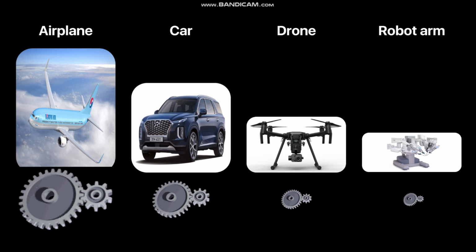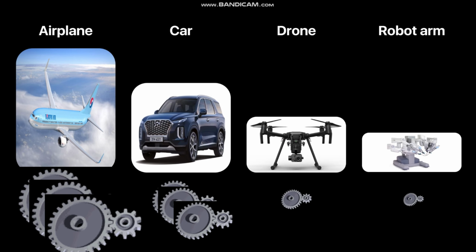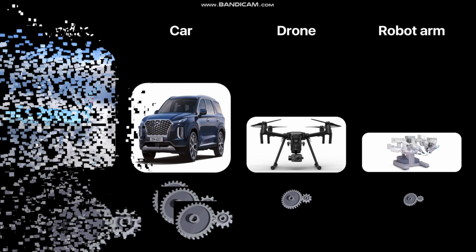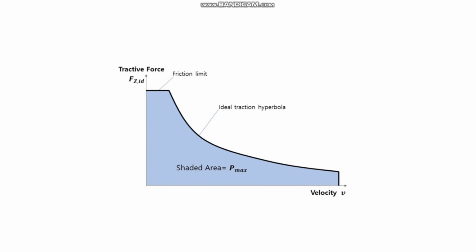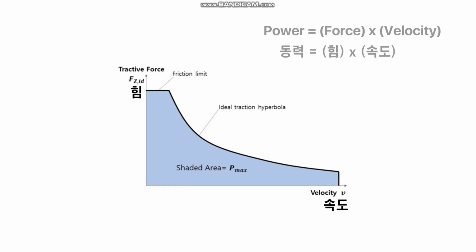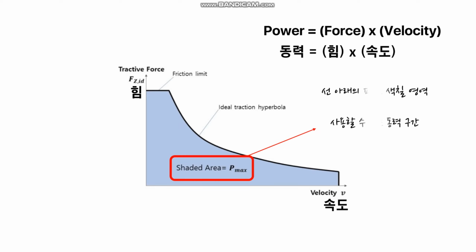But the thing is, they don't need just one pair of gear set. Most of them need one or two more pairs of gear sets. Here's the reason. The vertical axis is force and horizontal axis is velocity of this gear. By this formula, power equals force times velocity. This blue shaded area is the power area.